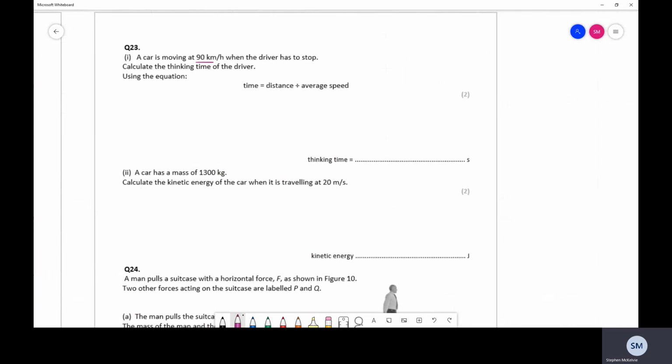The car is moving at 90 kilometers per hour. So we're going to say its speed is 90 kilometers per hour when the driver has to stop. Calculate the thinking time of the driver. Time is equal to, we don't know how many seconds. Use the equation time is equal to distance divided by average speed.